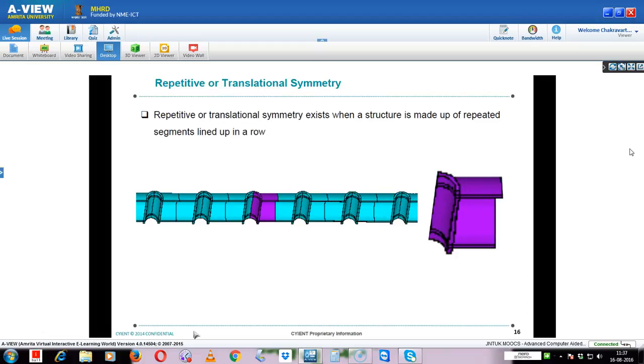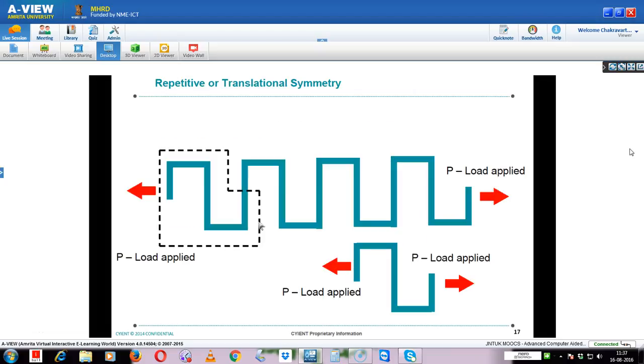Similarly, we have repetitive or translational symmetry. If you take this geometry, it is repetitive. So if you model this part, it's sufficient. Same example, like this is the part. It is subjected to this loading. Then if you model this part, it is sufficient. No need to model the complete thing.